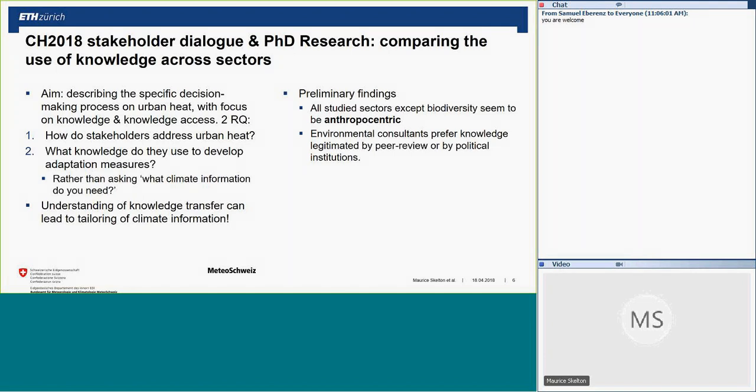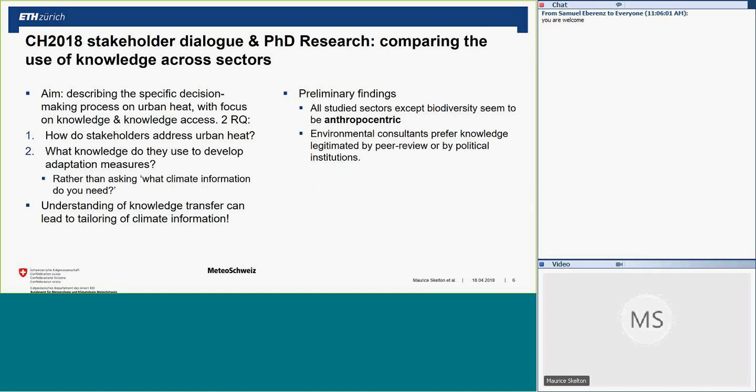I mean, summary findings here. So it's interesting that the various studied sectors here, except biodiversity, seem to be anthropocentric. So they always have a focus on the human aspect, so that helps. And there's some preference for various sectors of where they get their knowledge. I think that's particularly interesting, because if we want to tailor climate or weather information to different sectors, then there are areas where they access it more than others.